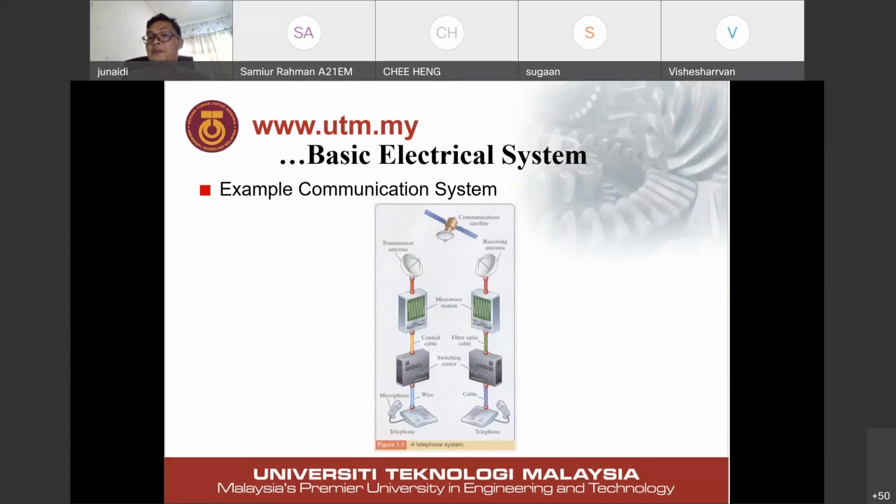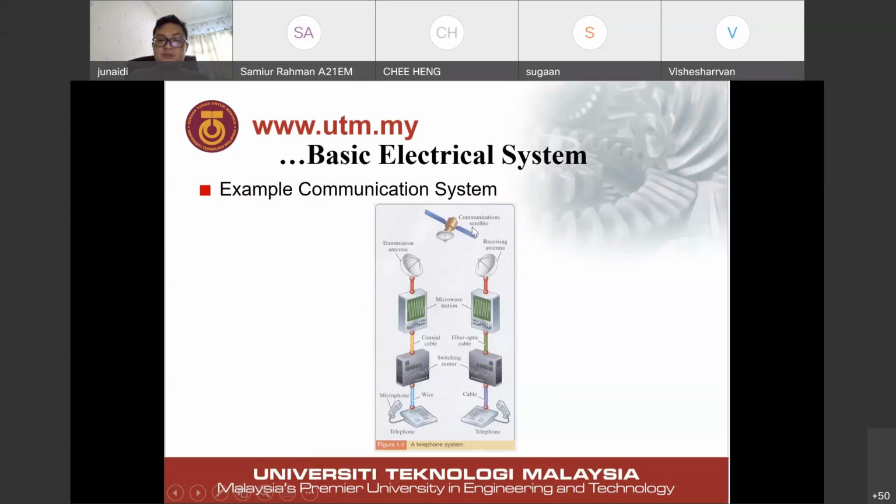Okay, so this is the example of a communication system. Again, this is also electricity, which uses electricity as a form of energy. We have a communication satellite here, and this is the transmission antenna and the receiving antenna. So this might be Johor, and this might be your house. It doesn't matter where, Kelantan or KL.